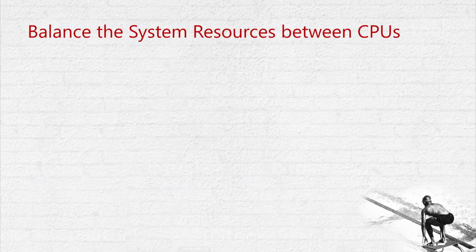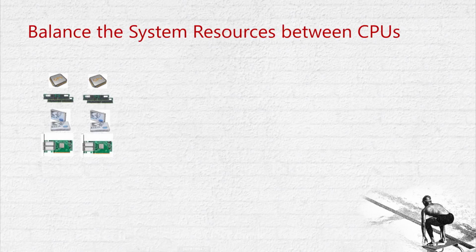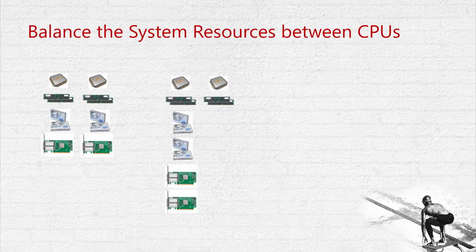One of the very last things I'm going to talk about is that you also have to balance system resources between the CPUs. If you have more than one CPU, you have to connect your memory, your disks, your network cards to both of them. You cannot imagine how many times I see systems where each CPU has memory, but all the disks and all the network cards are connected to the first CPU and nothing is connected to the second CPU. We talked a lot about memory access, and the same goes for disk access.